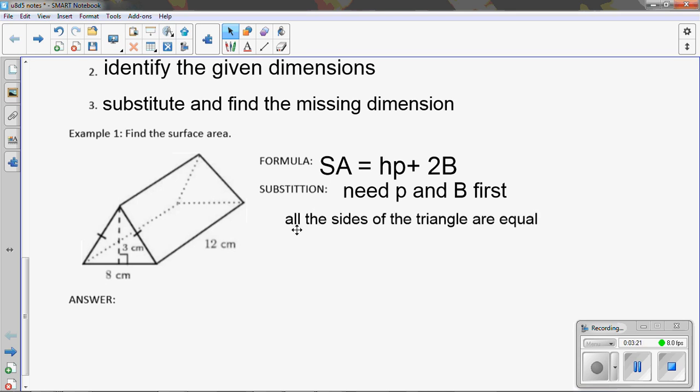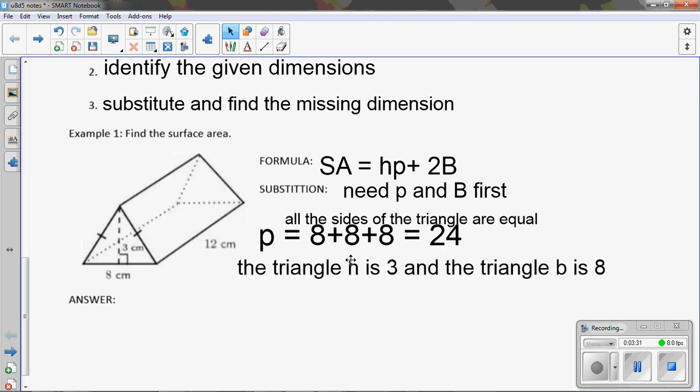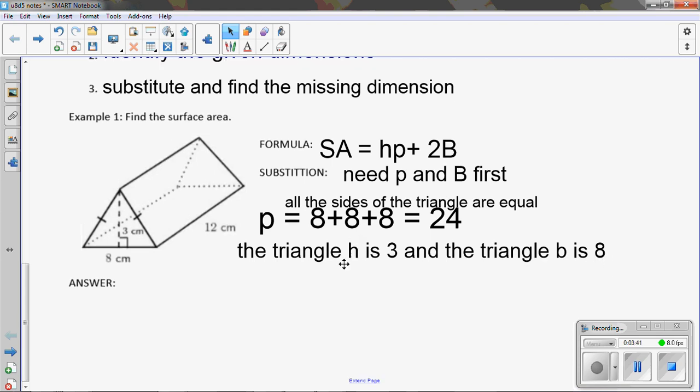Okay, so to find the perimeter, all the sides of the triangle are equal, so I'm going to add all the sides. 8 plus 8 plus 8 equals 24. So the perimeter is 24. The height of the triangle is 3, and the base of the triangle is 8. So I use the formula for the area of a triangle, which is 1/2 base times height. So to find the area of the base, 1/2 times the base of the triangle, which is 8, times the height of the triangle, which is 3. I get the area of the base is 12.